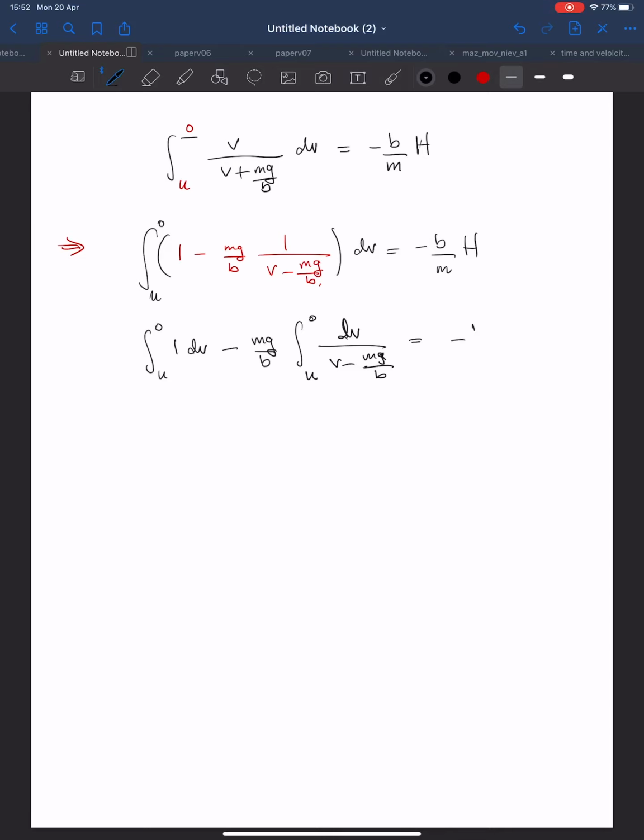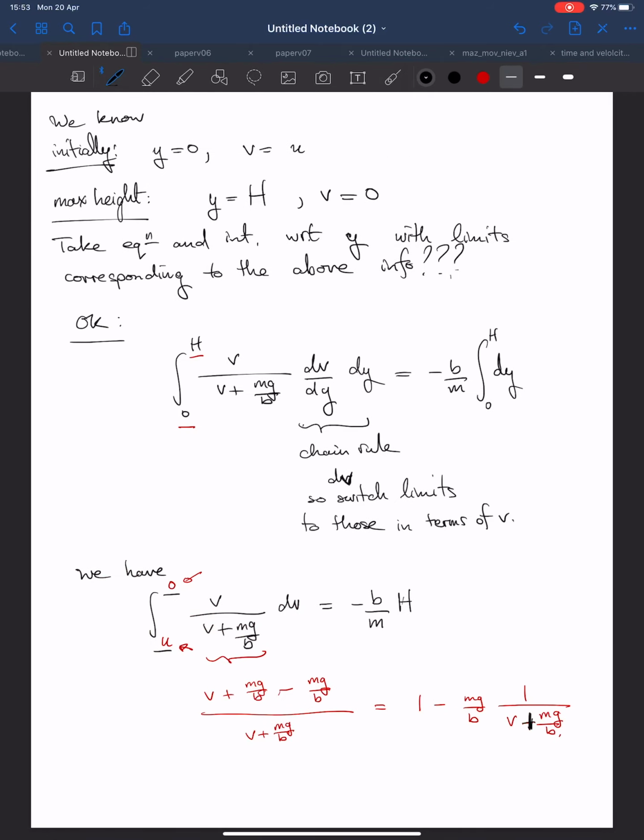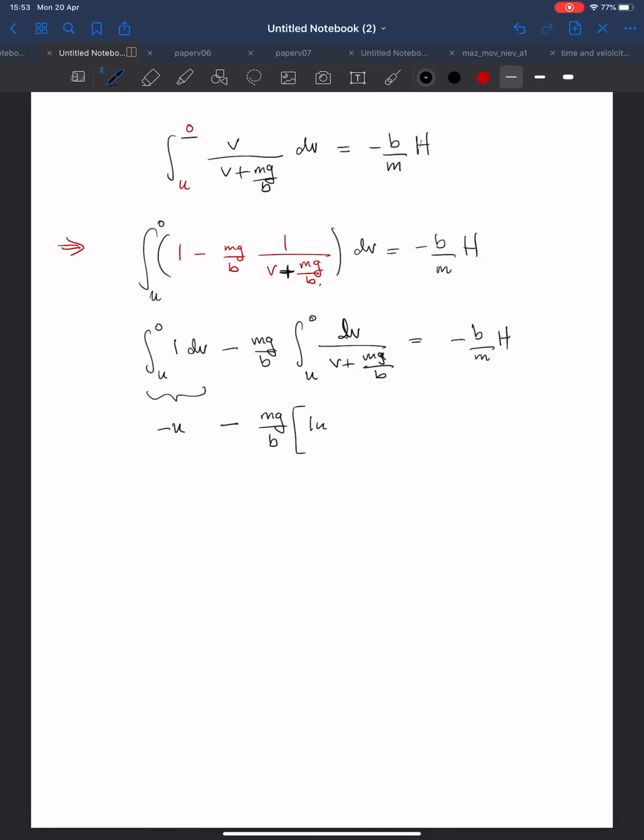Then what we have is the thing that we calculated earlier, that this is equal to. So this one is minus u. This one here, of course, gives me the following to compute: logarithm. Sorry, there is something wrong here. That should be plus. That should be plus. And that should be plus. So this is logarithm of v plus mg over b, modulus. We'll plug in the limits and see what we get now. Equals minus b over m h.